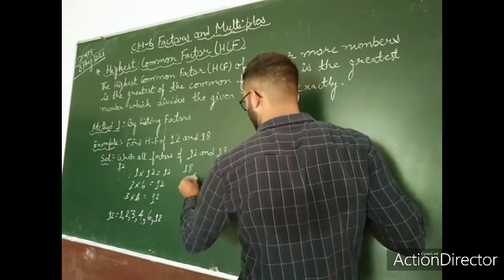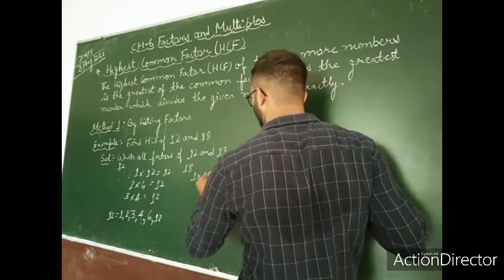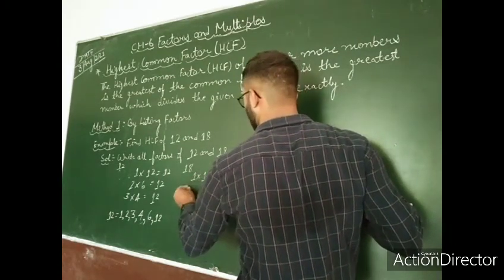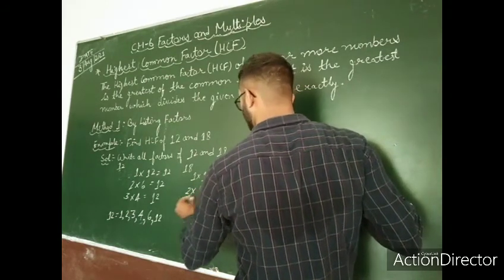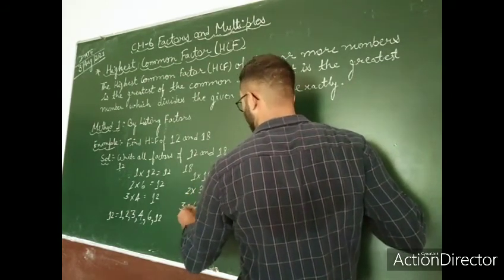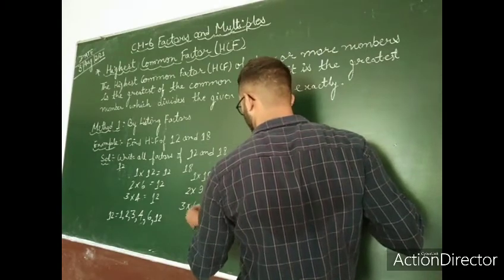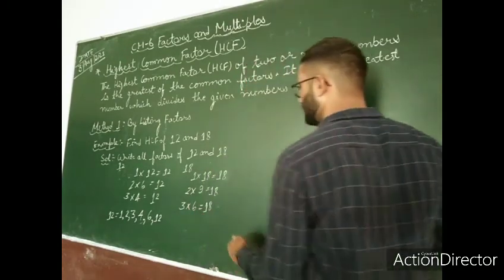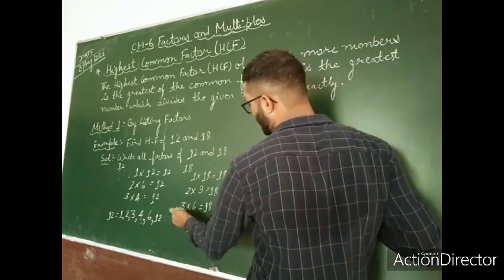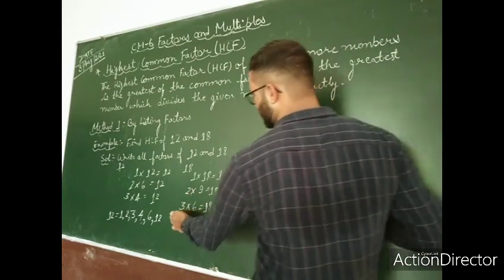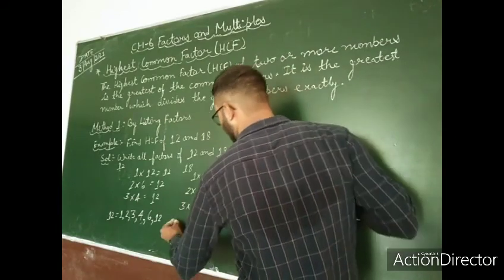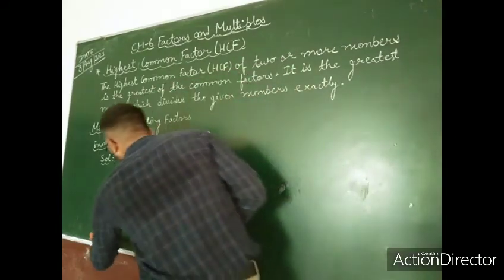So start with 1, 1 times 18 is 18. Now 2 nines are 18, then 3 sixes are 18. Then we come to the table of 4, not 5, but 6. We will not repeat these factors again and again. 6 threes are 18. So we will write the factors of 18.